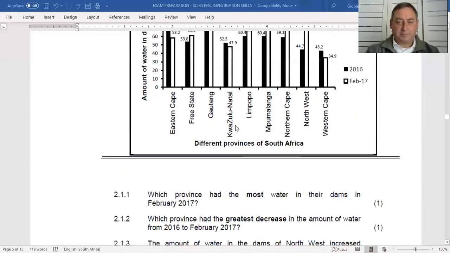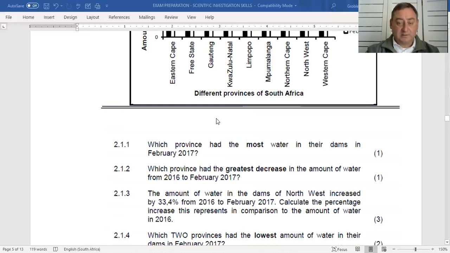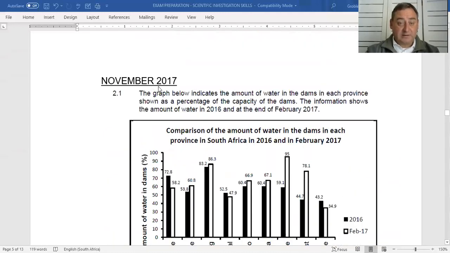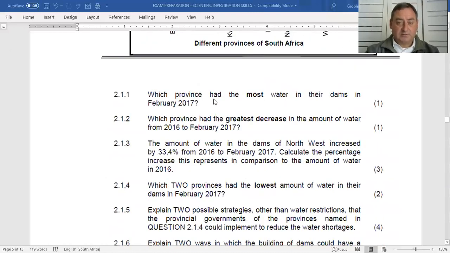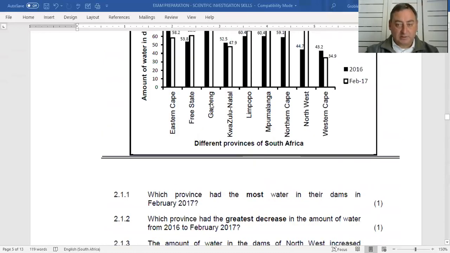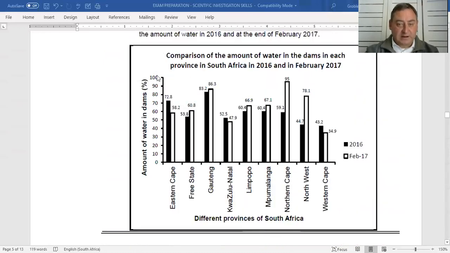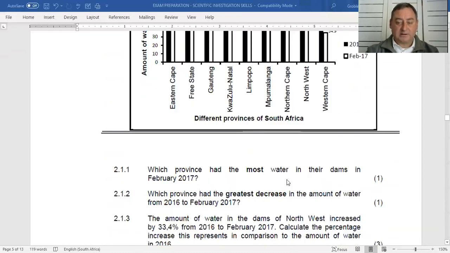Let's see what simple questions they are asking. This was in November 2017. They asked this question. This was what the learners wrote. So you see how reasonable the questions are. Which province had the most water in their dams in February of 2017? Let's go and look in the graph. What is the highest? I see 95 is the highest. Which province? Northern Cape. You write it down.